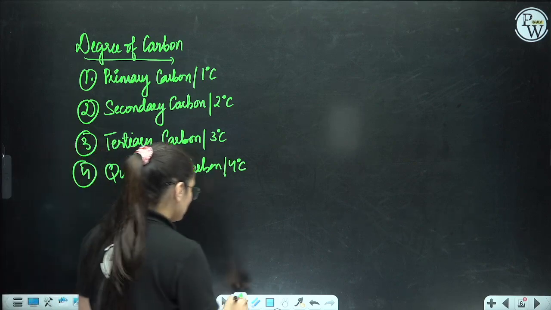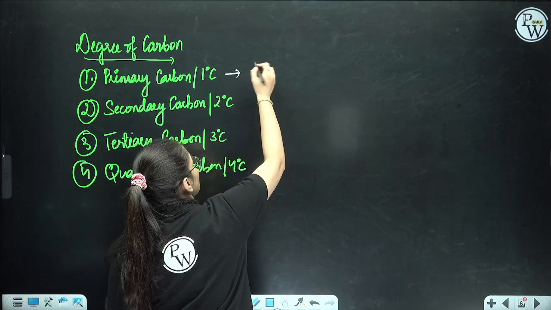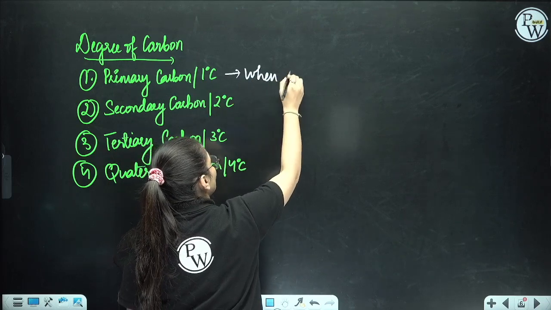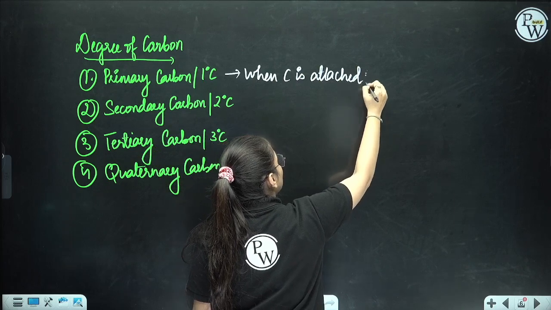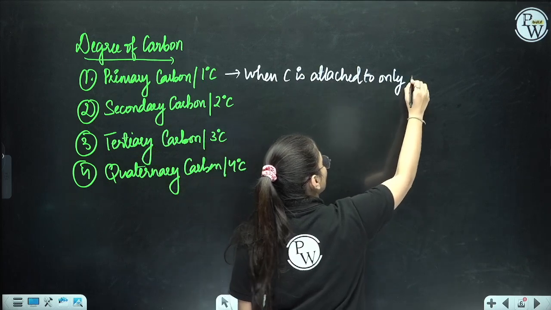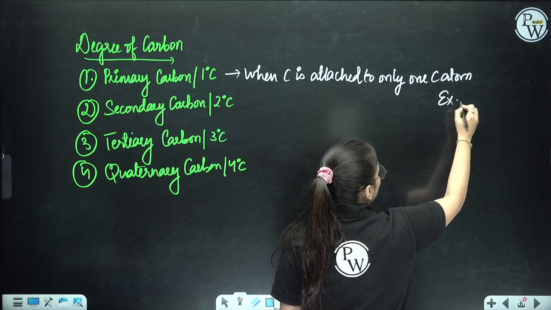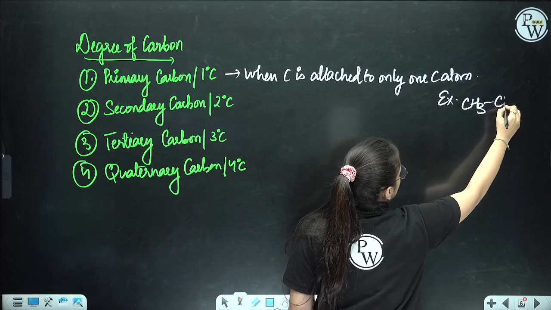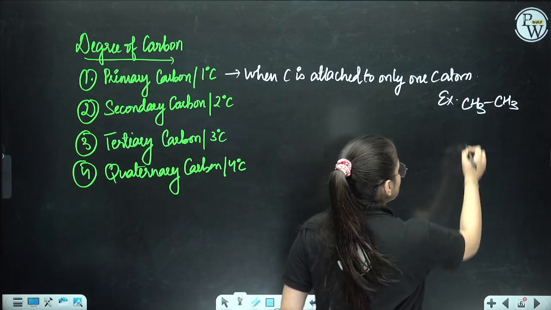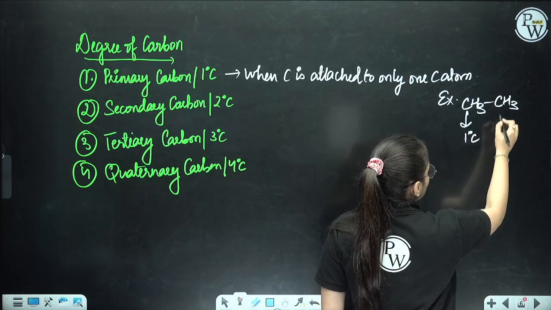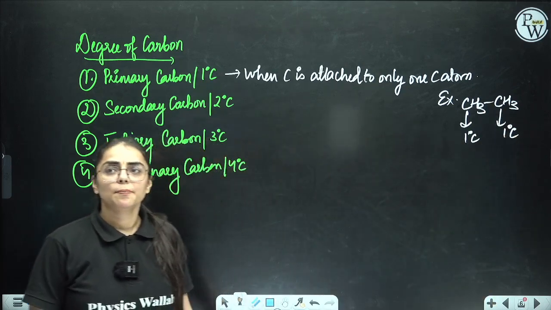Okay, so basically let me explain these degrees over here. If I talk about primary carbon, it says that when a carbon is attached to only one carbon atom, that is a primary carbon. Let's take an example. Example is CH3 bonded with CH3. So here this carbon is attached further with only one carbon, no? So this is basically a 1 degree carbon. This is also attached with one carbon, so this is also 1 degree carbon or a primary carbon.